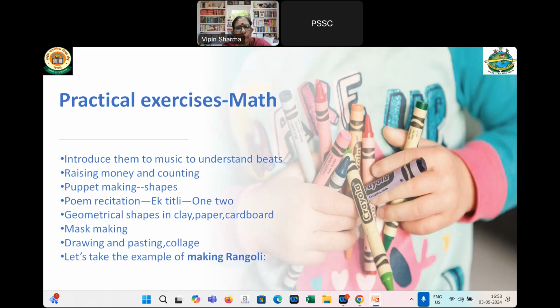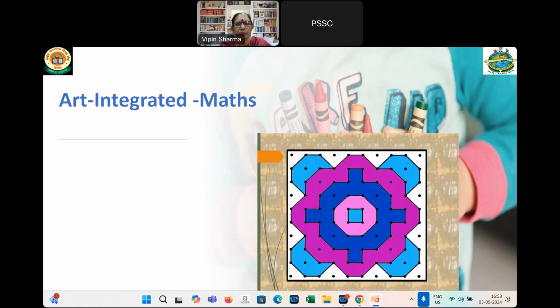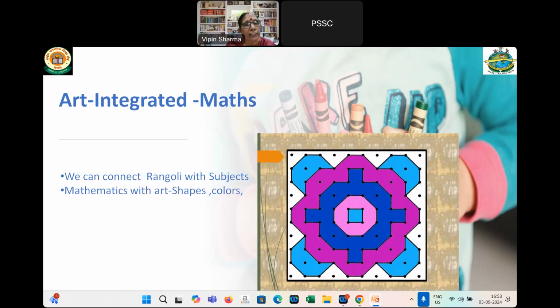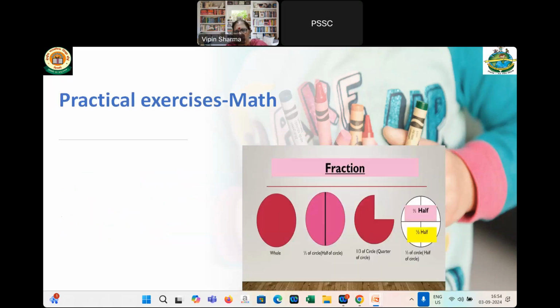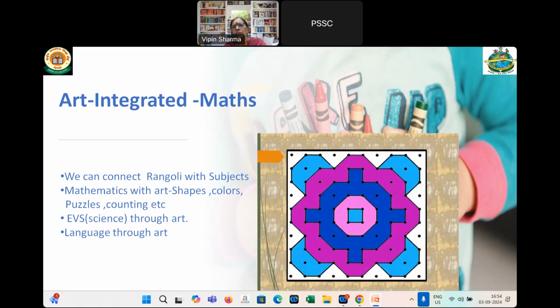Let us take the example of making rangoli. I'll give you an example, rangoli. Can you see the rangoli here? Ask the children the colors, whatever. Okay, we connect rangoli with subjects, mathematics with art, shapes and colors. You can talk about that. Puzzles, counting, let them start counting. EVS through art, see how it is done in a drawing way. Language through art. See, in one rangoli so many subjects can be integrated.